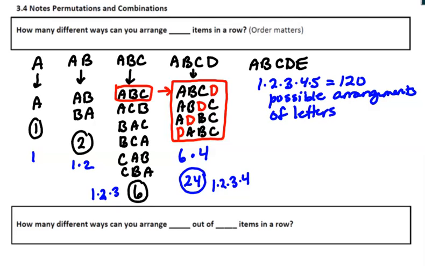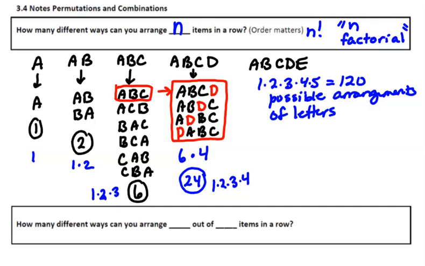Now there's a special symbol in math that tells me to multiply like this. How many different ways can you arrange n items in a row? It's called n factorial. That exclamation point is called factorial. So we say n factorial. You know what? That doesn't look like factorial. It looks like factorid. I'm going to write this a little better. N factorial. There we go. N factorial.